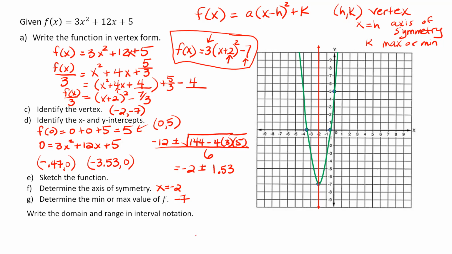And so the domain for this function is going to be all the real numbers because x can be anything. There's no restriction on x. So for the domain, it will just be negative infinity to infinity. And then the range is going to be from negative 7 inclusive. Let me include negative 7 in our range because that's the lowest that y can go. So negative 7 to infinity for our range.